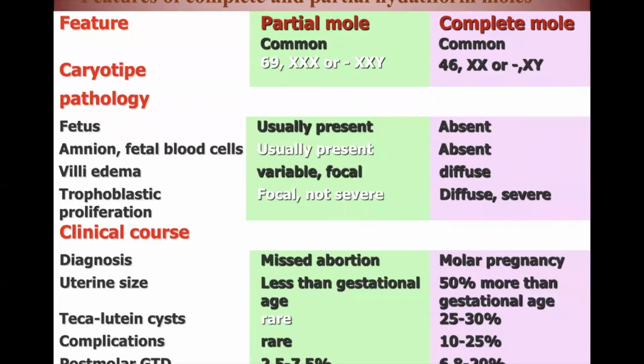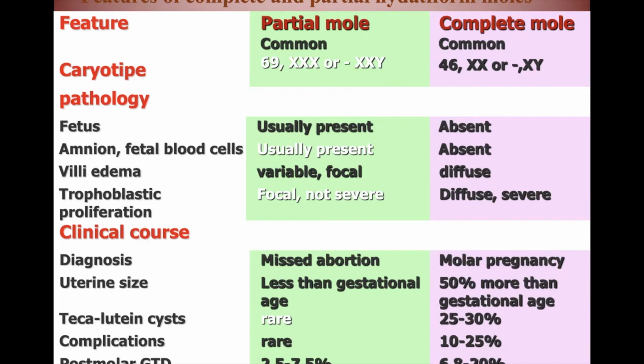Here are the features of complete and partial hydatidiform moles. As you can see, they have different karyotypes. In the incomplete mole, we usually have a fetus; in the complete mole, the fetus is absent. In the incomplete mole, fetal blood cells are present, but in the complete mole, they are absent. Also, in partial mole, trophoblastic proliferation is focal but not severe, but in complete mole, it's diffuse and severe.